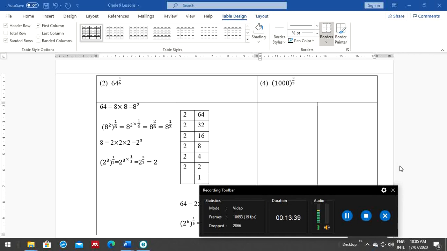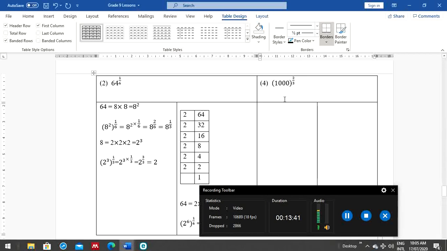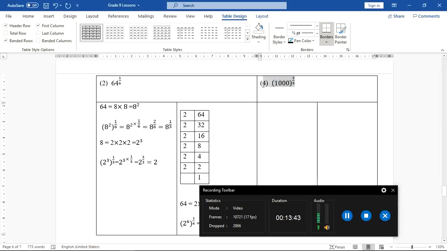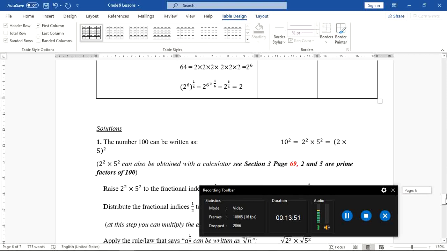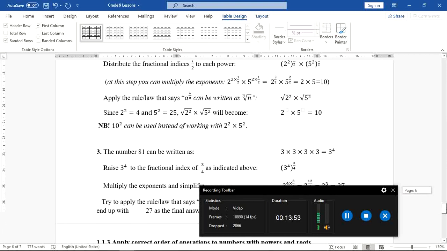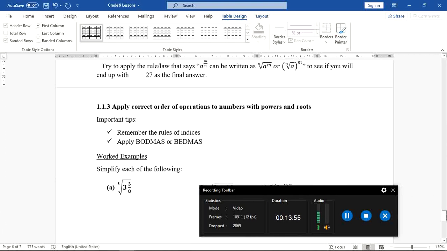So in our next video, I'm not going to provide this answer. Please come to me via WhatsApp so you can show me if your answers are right or you need to do some correction. Okay? So in the next video, we are going to look at applying the correct order of operations to numbers with powers and roots. So please, you need to revise BODMAS, also known as BEDMAS.